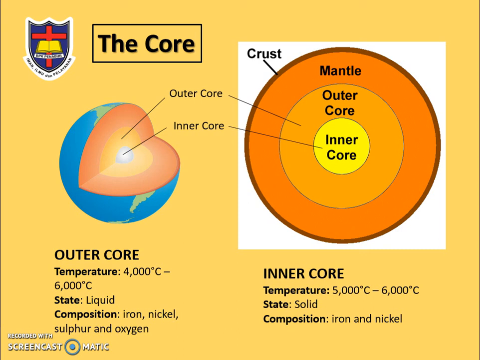The inner core is a primarily solid sphere about 1,220 kilometers in radius, situated at Earth's center. It is a huge metal ball. The inner core is believed to be composed primarily of nickel-iron alloy with small amounts of some unknown elements.